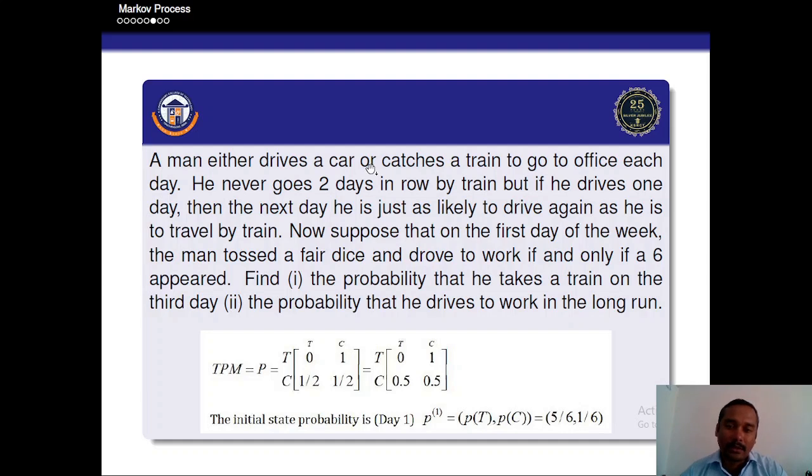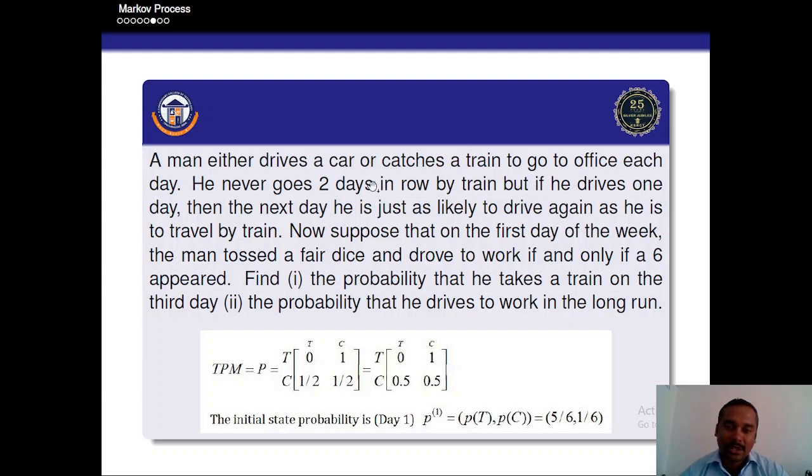A man follows a rule for going to the office. There are two ways: one is train and another one is car. He used to follow some rules to travel by train or car. Based on this statement, we can formulate a TPM, that is, a transition probability matrix.